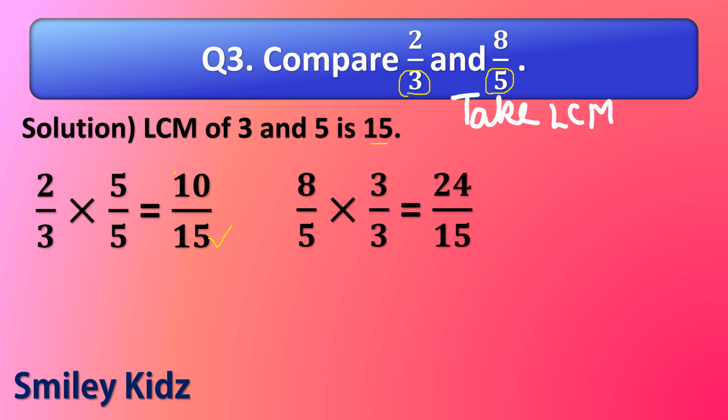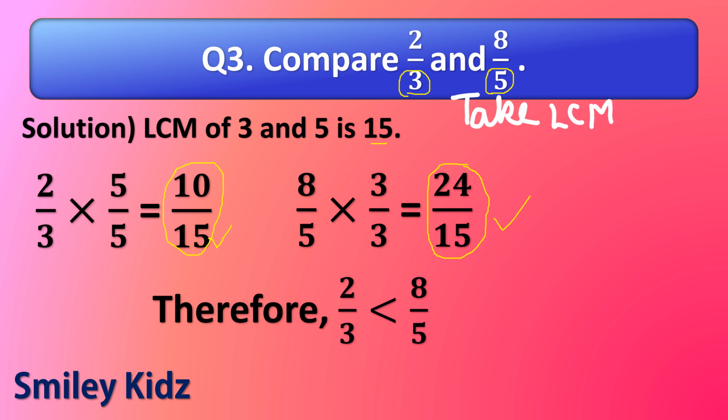Now, which is greater? 10 by 15 or 24 by 15? I guess it is 24 by 15, right? Yes, 24 by 15 is greater than 10 by 15. Then our answer is 2 by 3 is less than 8 by 5.